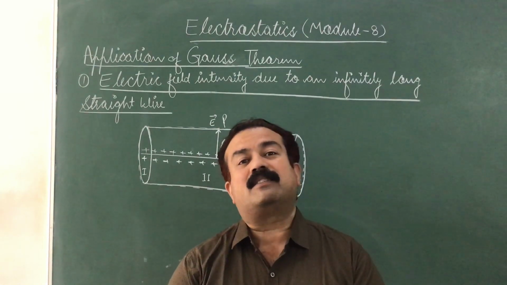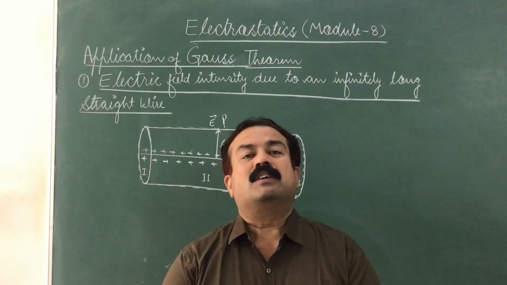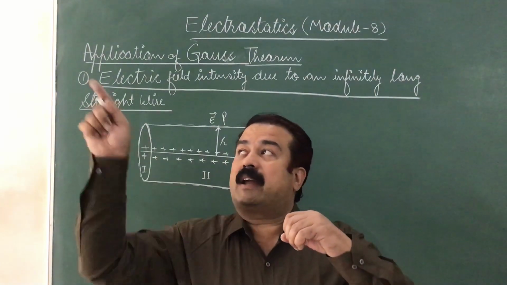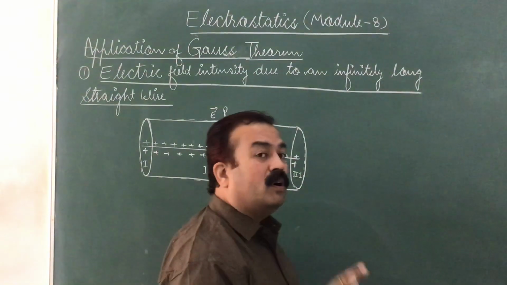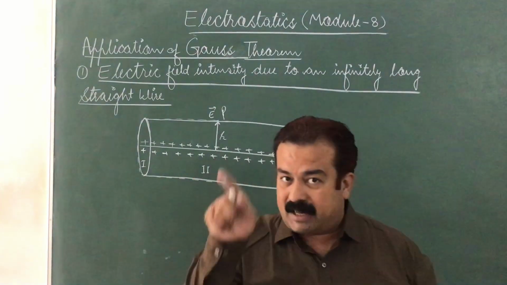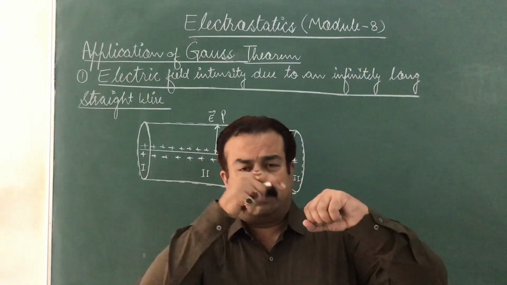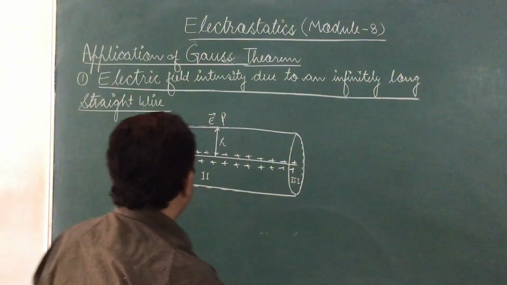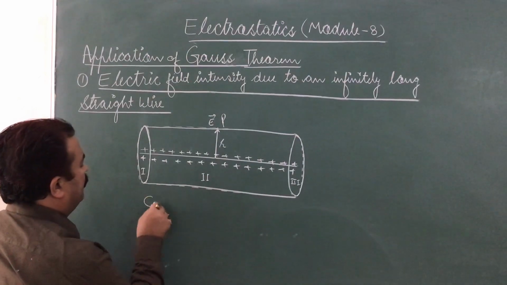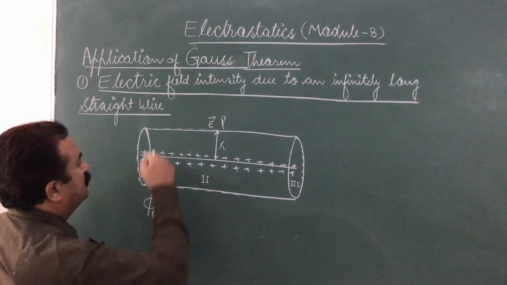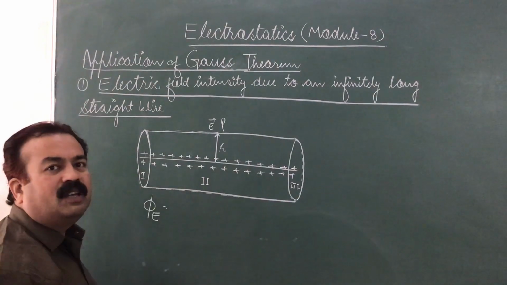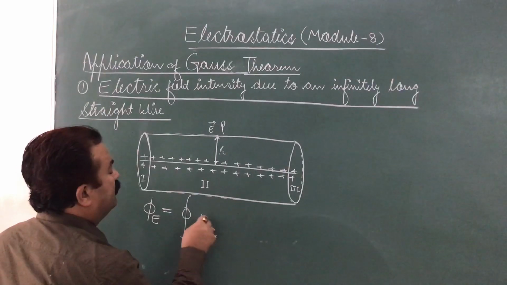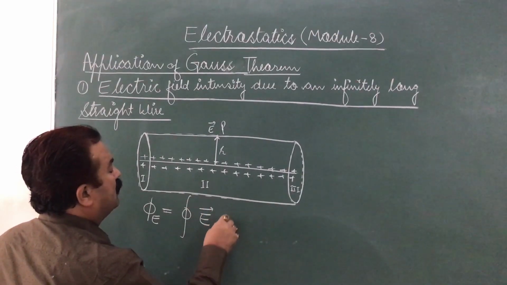What is Gauss theorem, beta? Just remind it. The total electric flux over any closed surface in vacuum is always 1 upon epsilon naught times the total charge present inside that surface. Firstly, we will try to find the electric flux over the closed surface, you can say Gaussian surface. And then we can write closed integral of E dot ds.